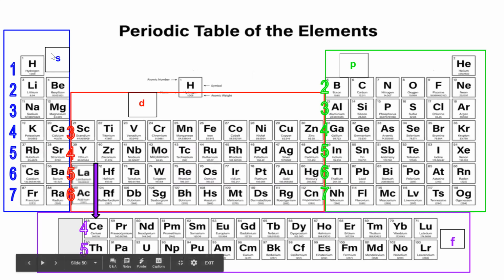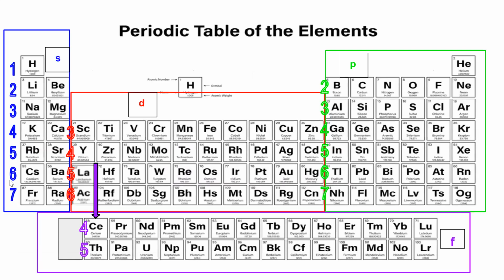All right. So here's the periodic table. So we have n is equal to 1, 2, 3, 4, 5, 6, 7. So we go 1s2, 2s2, 2p4, and there's oxygen right there.